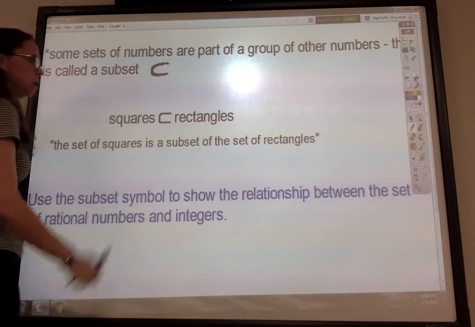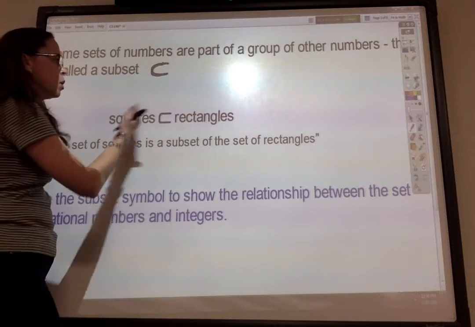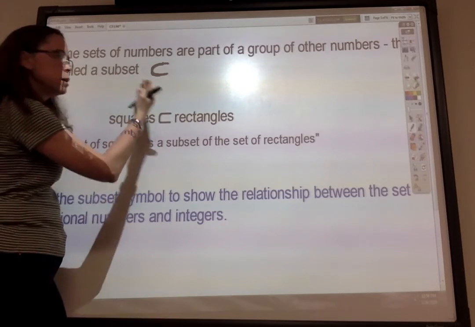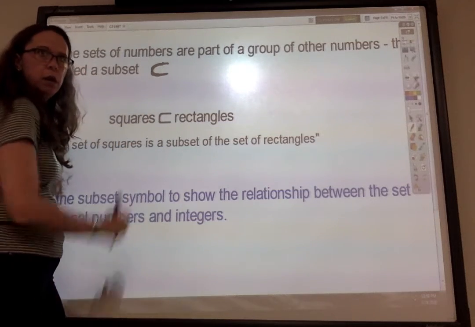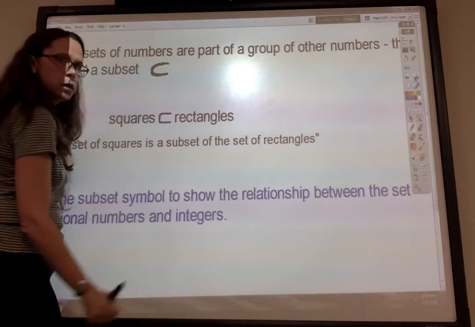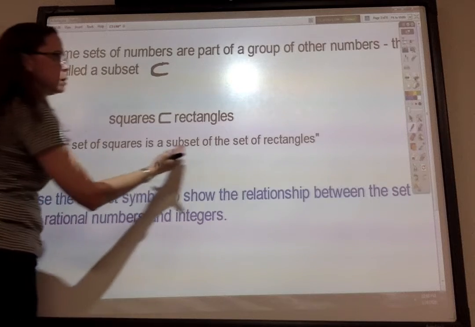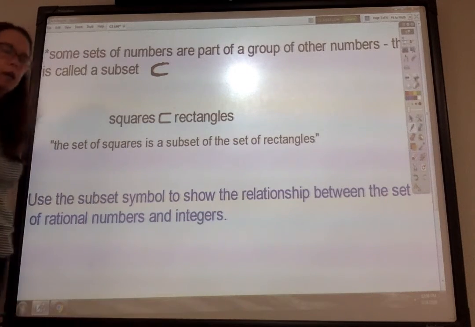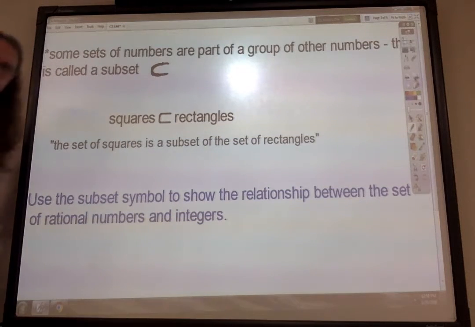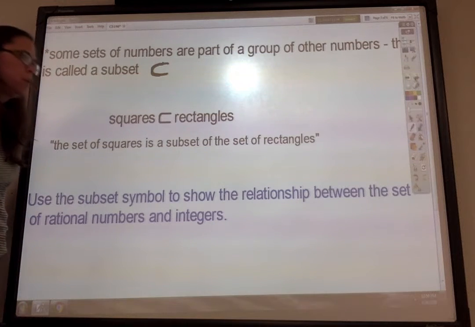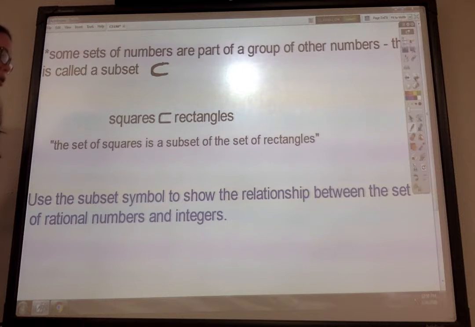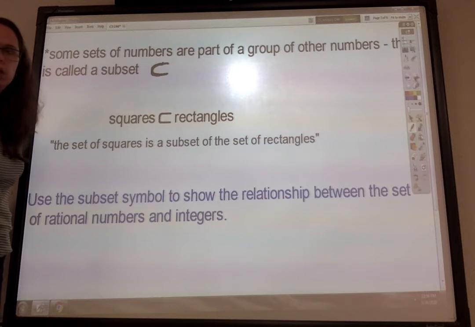So here's an example here. Squares are a subset. The set of squares is a subset of the set of rectangles because every square is a rectangle. Squares are a special kind of rectangle, so we can say the set of squares is a subset of the set of rectangles. Okay? Now, your turn. Use the subset symbol to show the relationship between the set of rational numbers and integers.